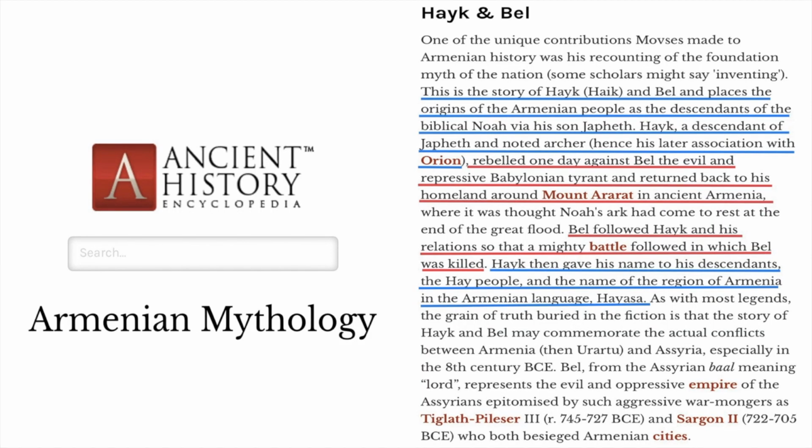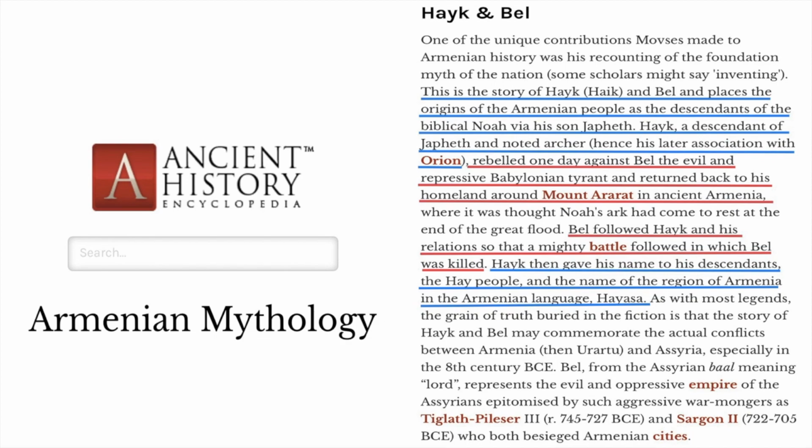And dealing with the Armenian mythology, this is from Ancient History Encyclopedia. It reads, "This is the story of Hayek and Bel, and places the origin of the Armenian people as the descendants of the biblical Noah via his son Japheth. Hayek, a descendant of Japheth, a noted archer, hence his later association with Orion, rebelled one day against Bel the evil and repressive Babylonian tyrant, and returned back to his homeland around Mount Ararat in ancient Armenia.